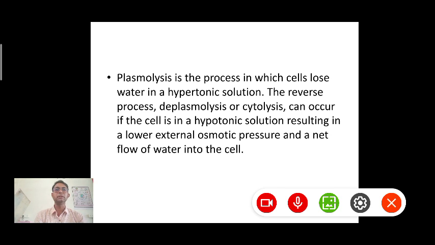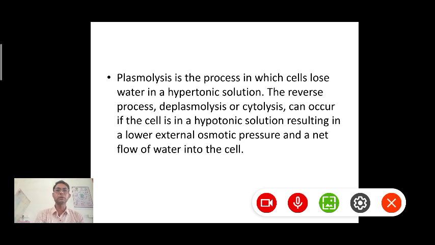Plasmolysis is the process in which a cell loses water in a hypertonic solution. The reverse process, deplasmolysis or cytolysis, can occur if the cell is in a hypotonic solution, resulting in lower external osmotic pressure and no flow of water out of the cell. So there will be two terminologies, plasmolysis and the other one is deplasmolysis.